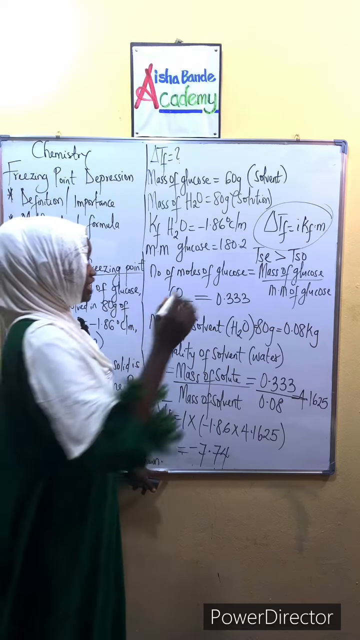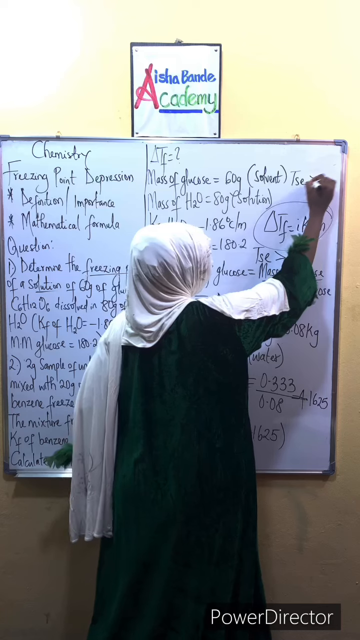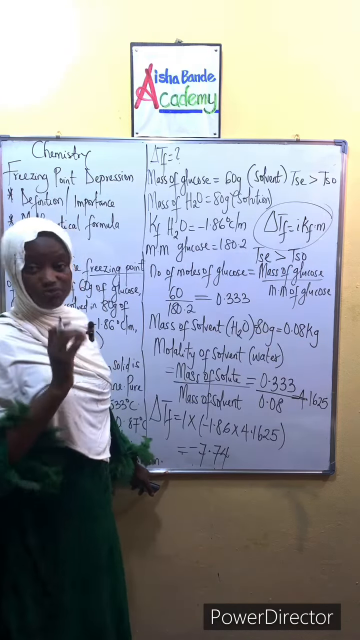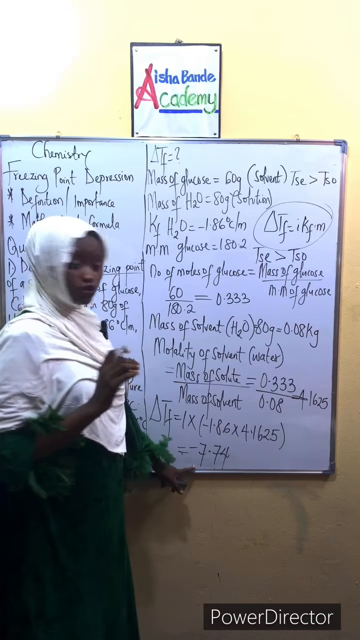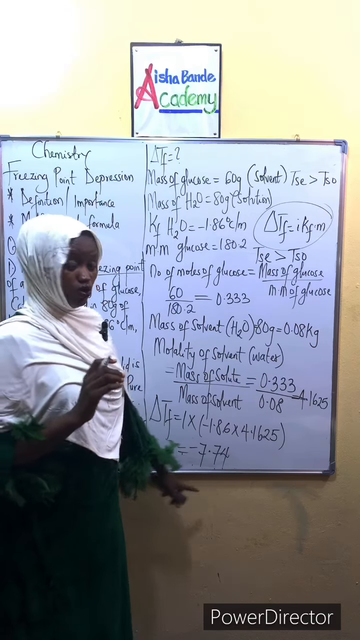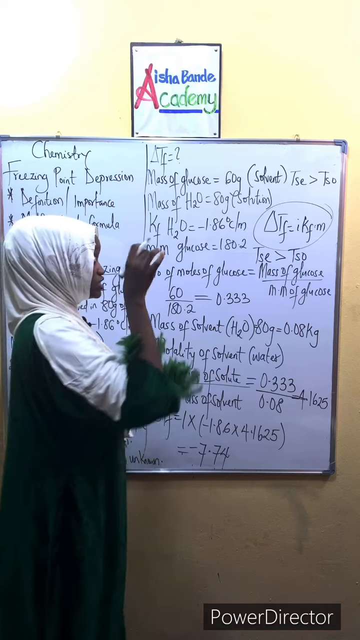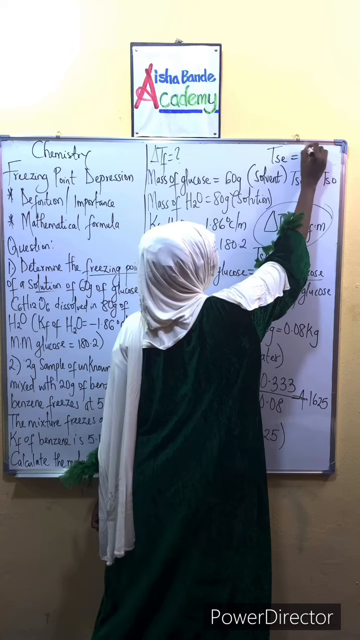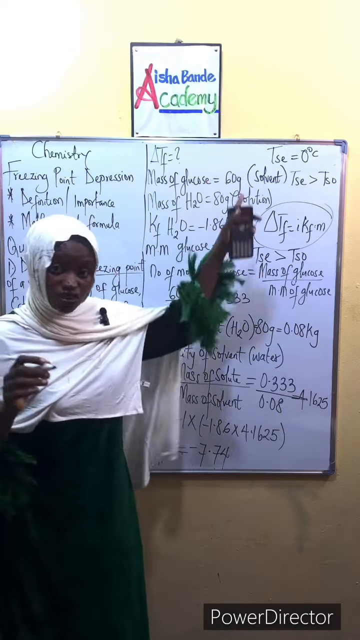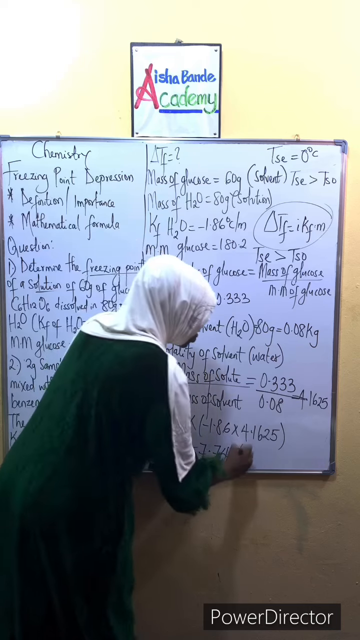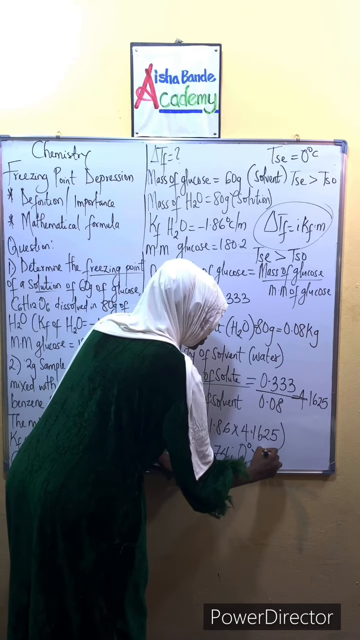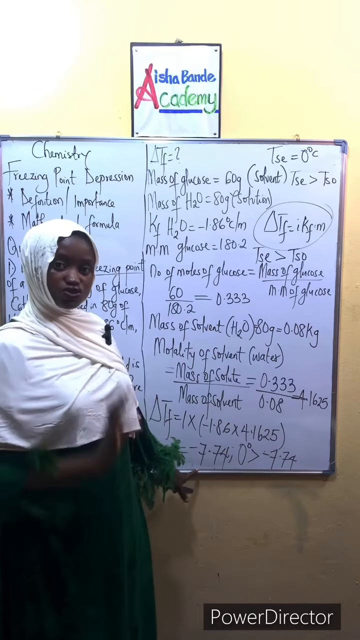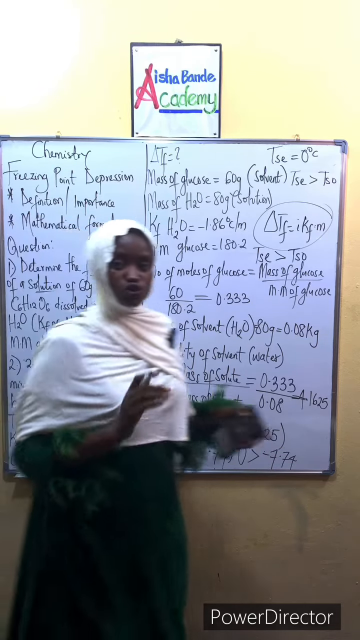Remember, I stated earlier that the Tsv must be greater than the Tsn, where Tsv is the temperature of the solvent and Tsn is the temperature of the solution. So the temperature of the solution here is minus 7.74. And the temperature of the solvent in this question is equal to 0 degrees Celsius. And we can see that 0 degrees Celsius is greater than minus 7.74. So this shows that our answer is correct. Okay, so let's move on to the next question.